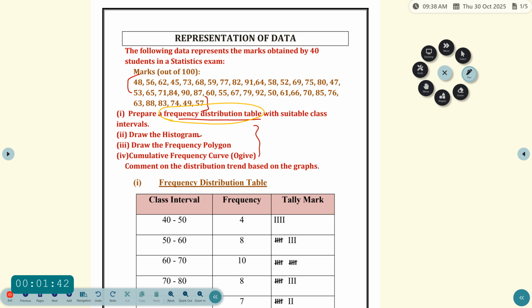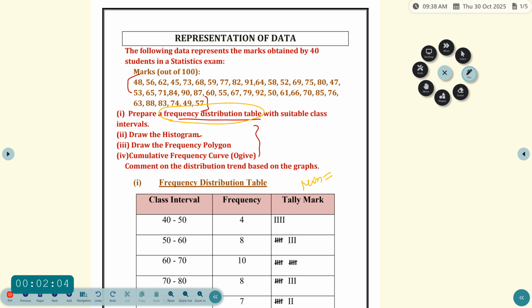As I said earlier, how can we construct a frequency distribution table? What is the template? First we have to create the class intervals. For that we need the minimum value in the given observations. Search for our minimum value. What is our minimum value here?